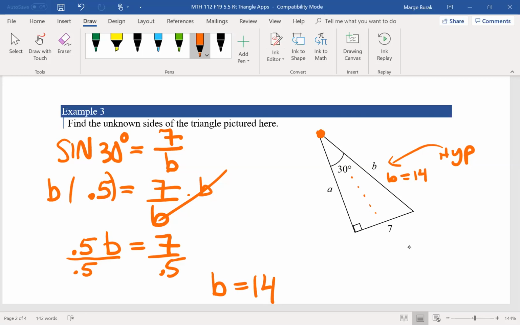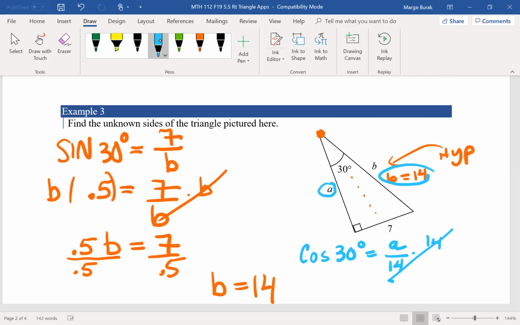Well, I know that if I took the cosine of 30 degrees on my triangle, it is going to be adjacent over hypotenuse. So that's going to be a over 14. If I times both sides by 14, because those will cancel, then 14 times the cosine of 30 degrees is going to be a.